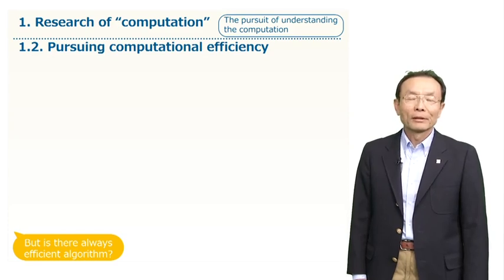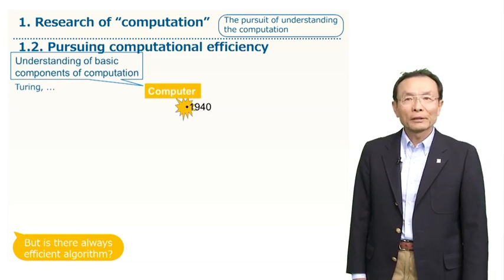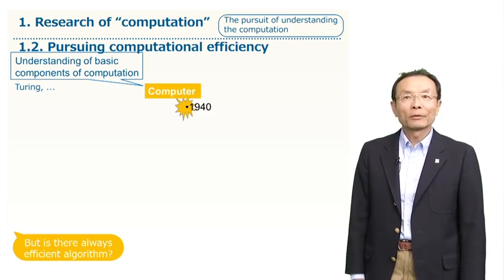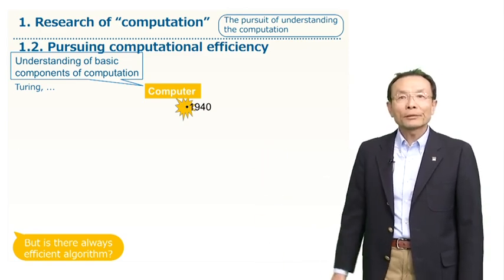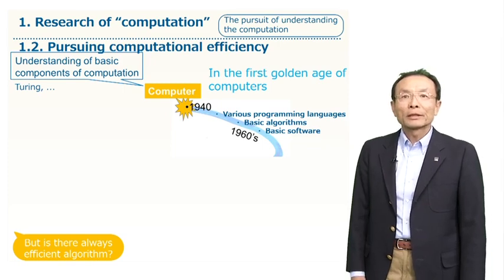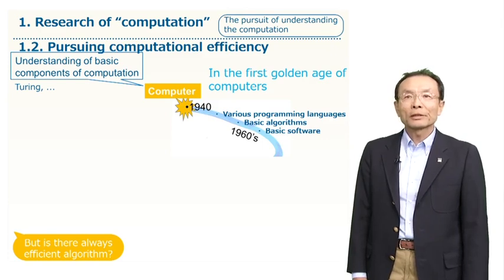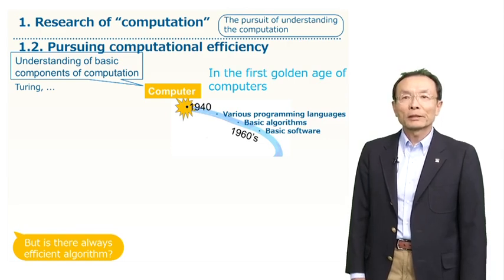Let me explain this. First, let us look at the trajectory of research. As we studied, mathematicians like Turing identified the basic components of computation. Then, this led to the emergence of computers, which is like a big bang in the computer world. After the emergence of computers, they started to be used in many places. During the 60s, thanks to the advancement of electronics, such as the invention of transistors, integrated circuits, and so on, computers as hardware evolved rapidly.